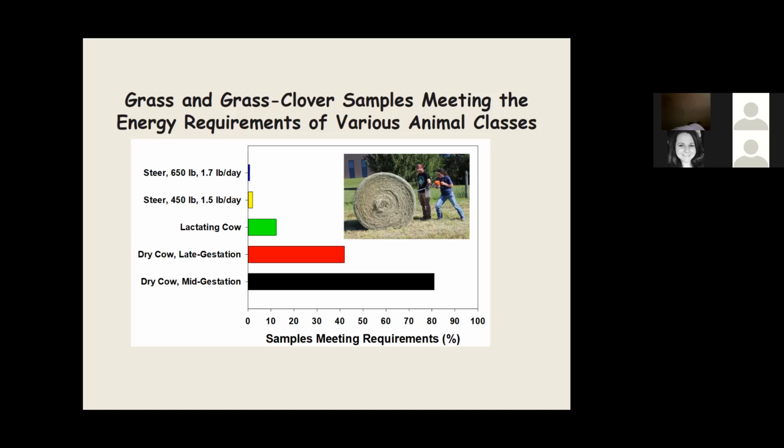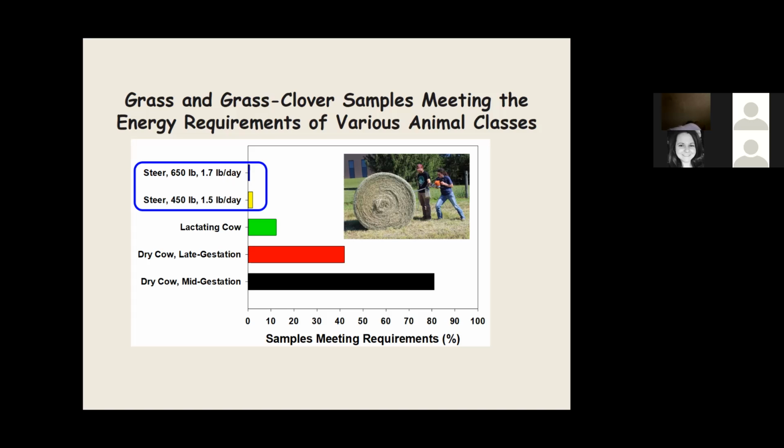When we look at our growing calves, the steers, very few hay lots in that summary met the needs of the steers. And so we're going to have to provide a lot of supplement for them to perform at that level.